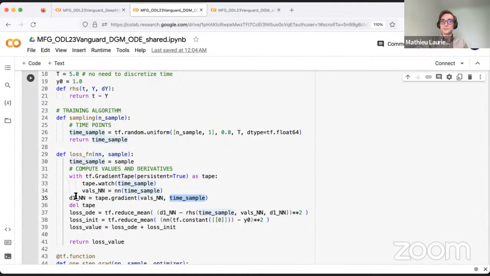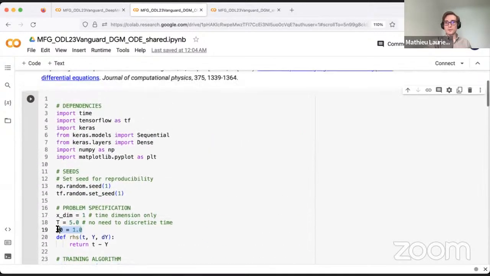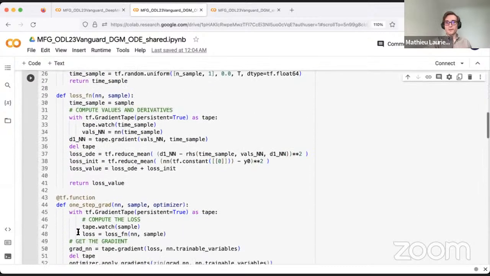So why do I need this D1NN? Because that's what I need in my ODE. So then I do D1NN, it's like phi prime, and I look at the right-hand side of the ODE. Okay, I square this, and this is the loss for the ODE, but I need to add the loss for the initial condition, which is just the neural network at time 0 should be equal to y0, which is a value predefined here, y0 is equal to 1.